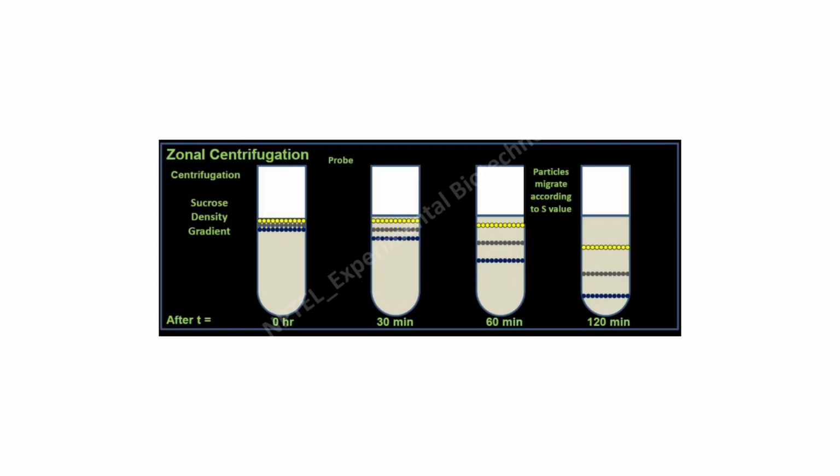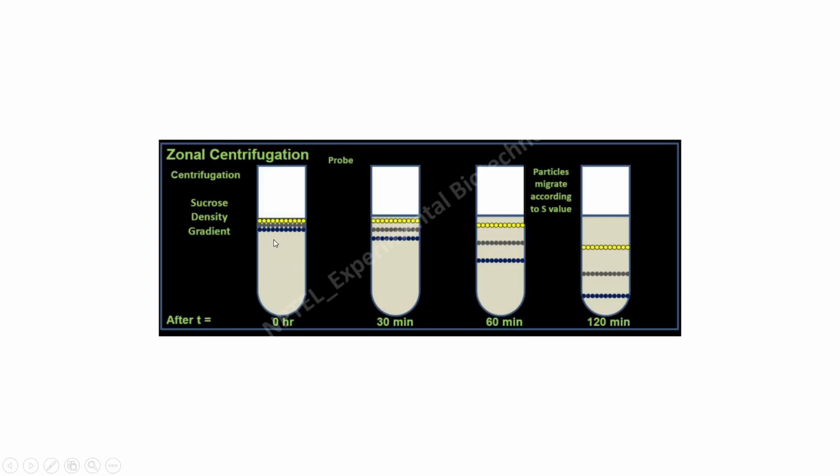So this is how this is done. Our gradient will be formed in this centrifuge tube here. This is a continuous gradient of sucrose where at the lower part the denser sucrose solution will be there, and at the top part lighter sucrose solution will be there. That means sucrose solution of less concentration will be on the top part, and more concentration will be on the bottom part, and this will be a continuous gradient.